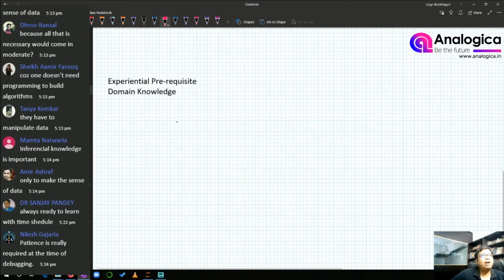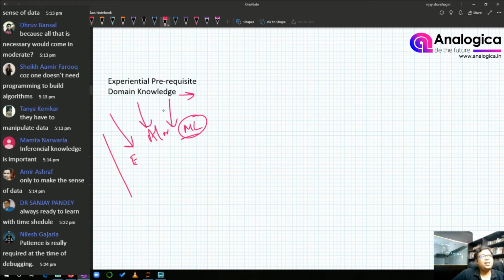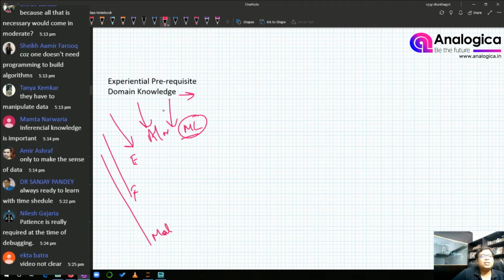And then you have the experiential prerequisite, that is domain knowledge. You have to have some kind of expertise in some knowledge. It can be an expertise in ML itself. If you're an expert machine learning engineer, then you're an expert. That's your domain knowledge, right? But if you're coming from different domains like automobile or electrical or finance or medical health, right? So that's your domain knowledge.